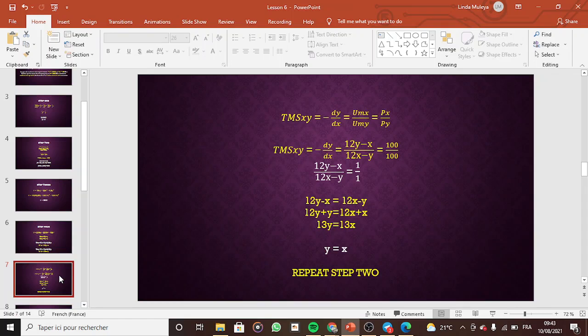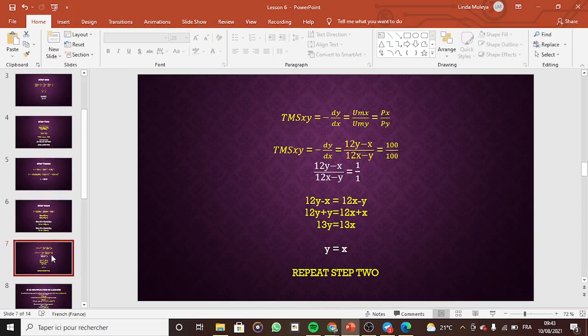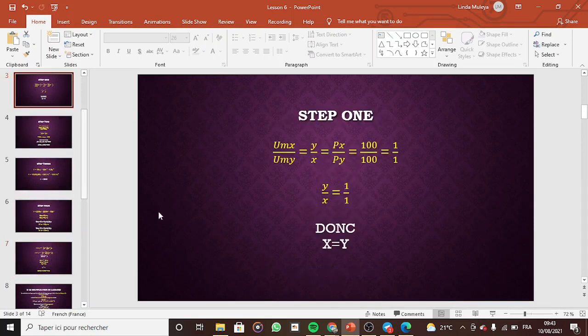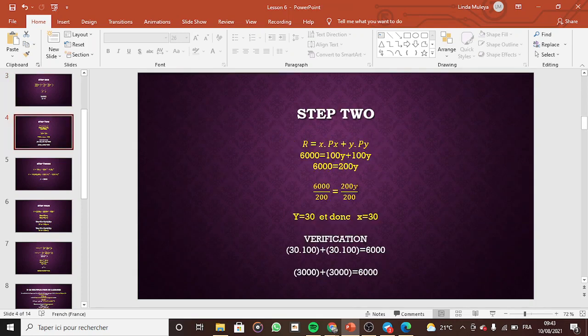Yeah, so the answer is y is equal to x, but we don't have the coordinates, so how are we going to know the combination? Right, so like I said, that brings us back to our step 2, because it's the same question we were dealing with in this case, where we had x is equal to y. So you come back to our step 2, you get your revenue formula. On revenue, our revenue is equal to 6,000 dirham, the price of x is 100, and the price of y is 100. So now you found out that x and y are equal.